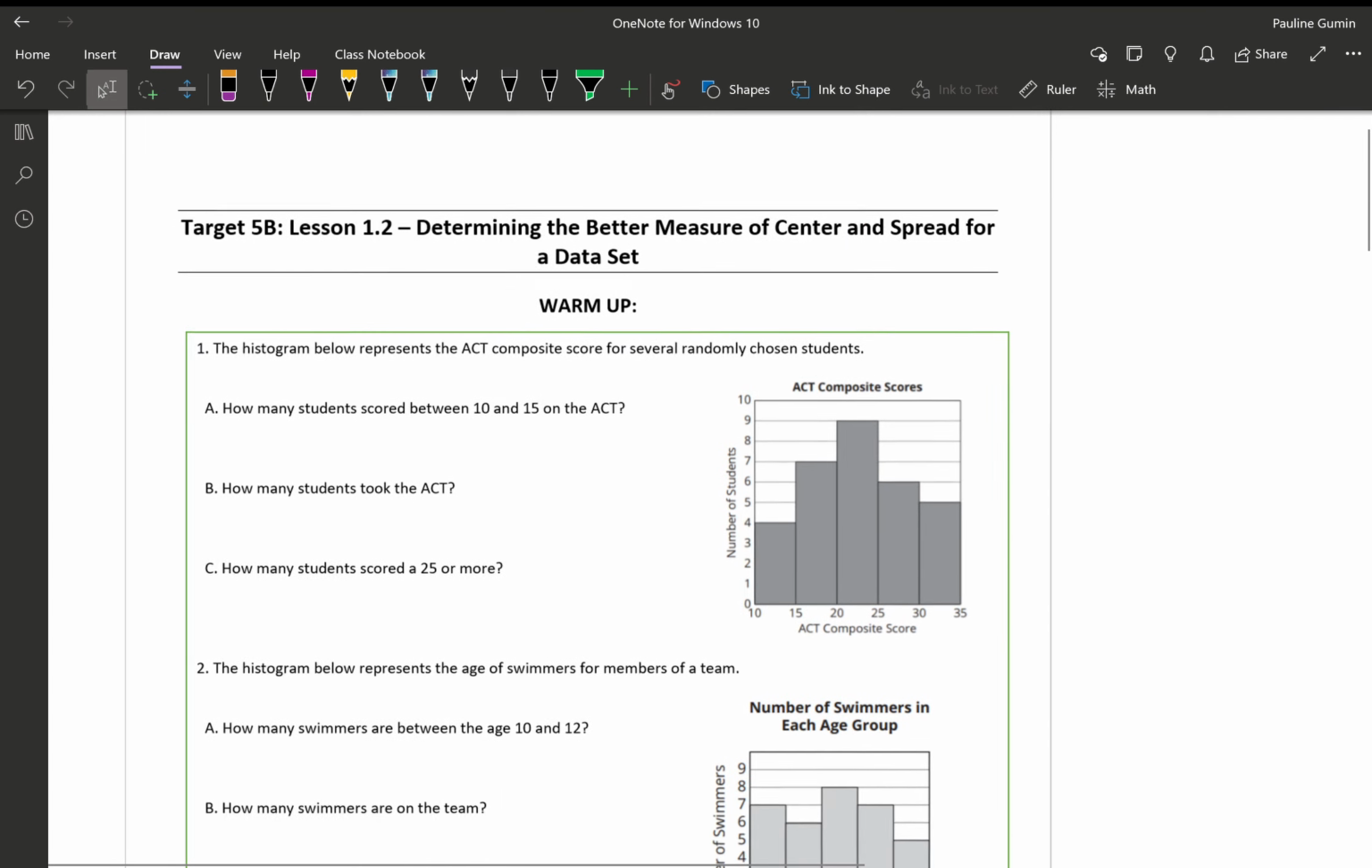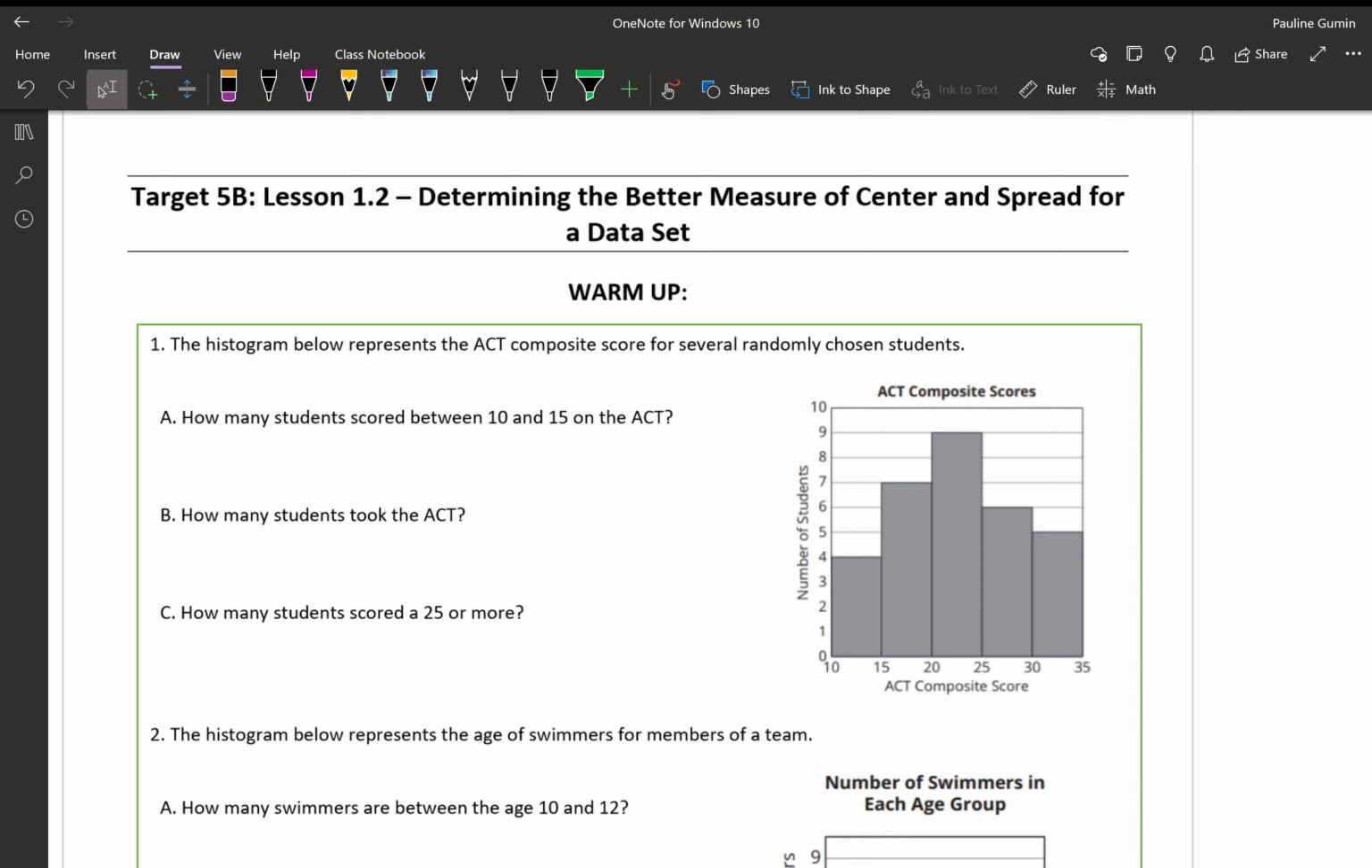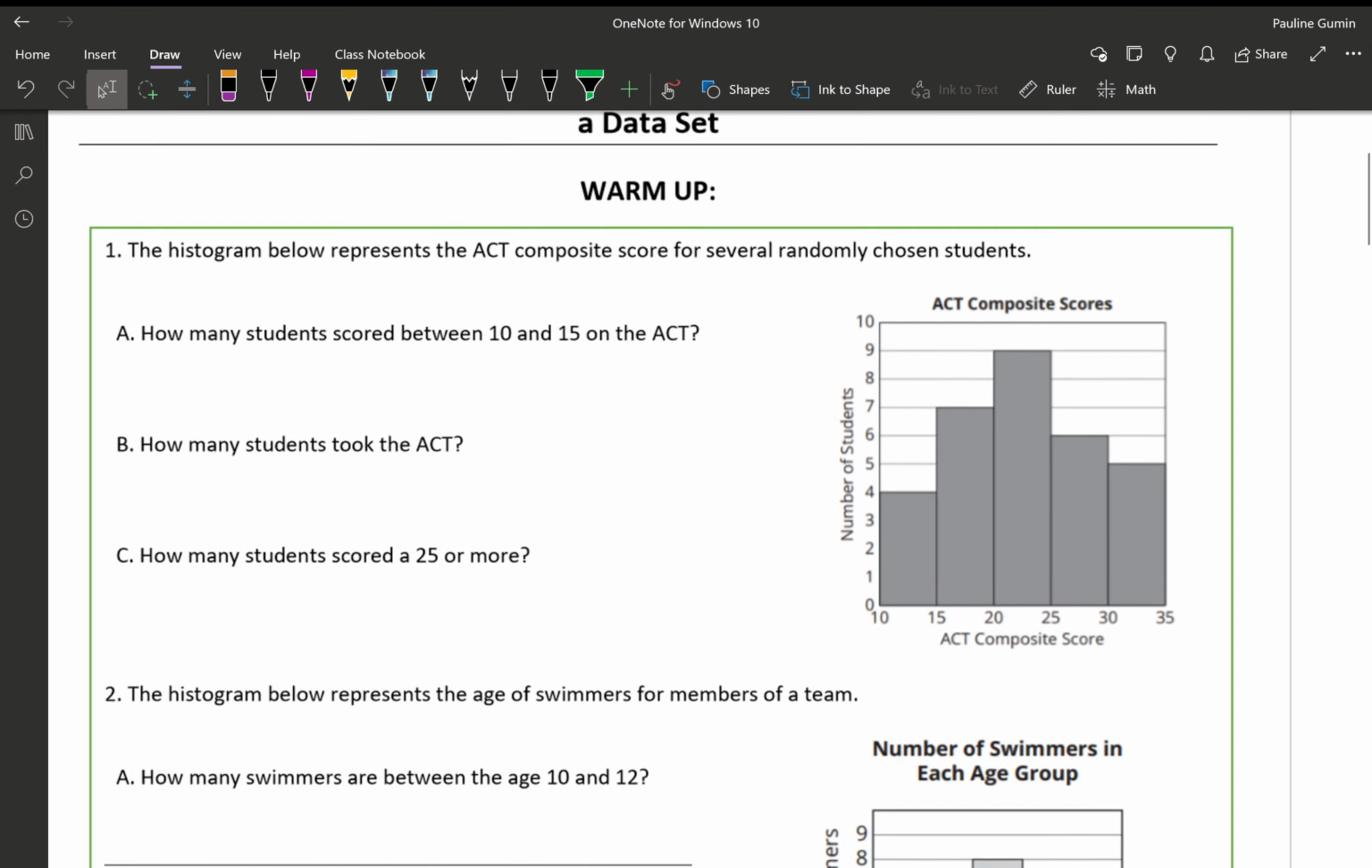Hello, and welcome to a little video about Target 5B, where we're going to be determining better measures of center and spread for a data set. First, let's start by looking at some histograms. This should be a little warm-up because we did do a little bit of this on Mathia the other day.